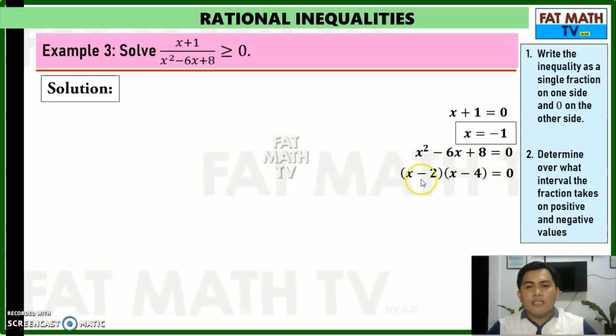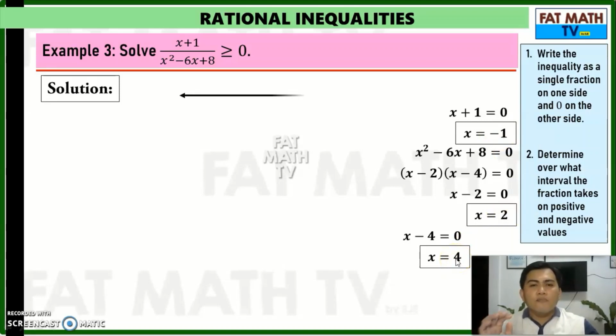And this product will be 0 if one of them is 0 or both of them are 0. So that is when x minus 2 is 0 or x minus 4 is 0. And then x minus 2 is 0 if x is 2. And x minus 4 is 0 if x is 4. So we have three critical numbers, -1, 2, and 4. So let us plot them on the number line. So that's for -1, for 2, and for 4. So we have to arrange them in order also. The lowest on the leftmost, and then going to the highest to the right.